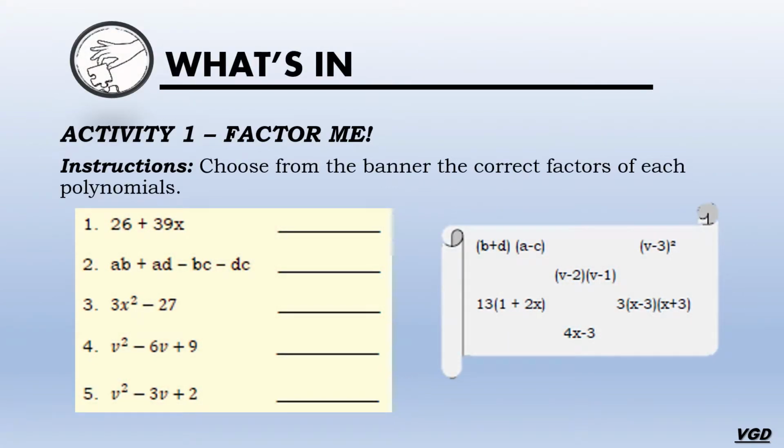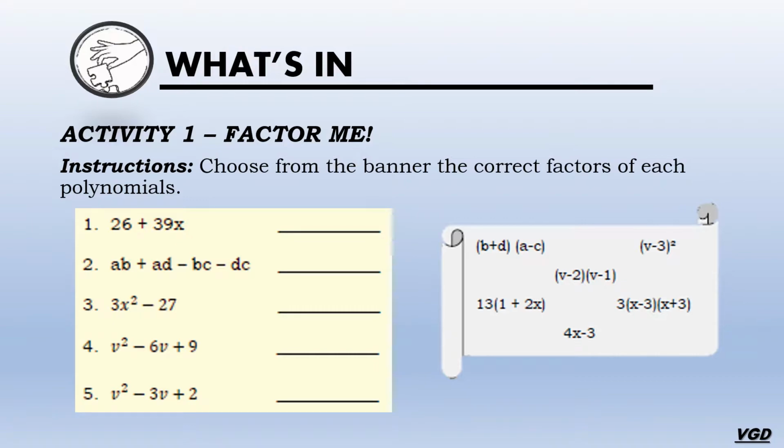What's in? Activity 1, Factor Me. Instructions: Choose from the banner the correct factors of each polynomial. Number 1, 26 plus 39x. Number 2, AB plus AD minus BC minus DC. Number 3, 3x squared minus 27. Number 4, v squared minus 6v plus 9. And number 5, we have v squared minus 3v plus 2.